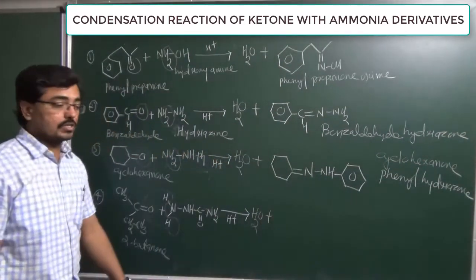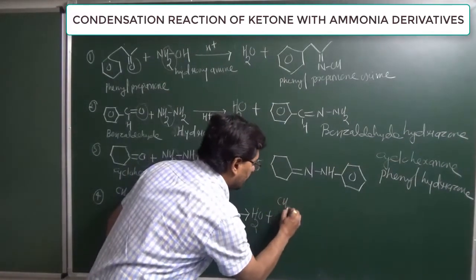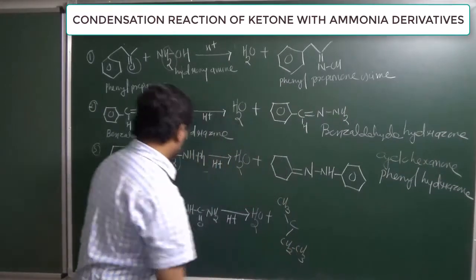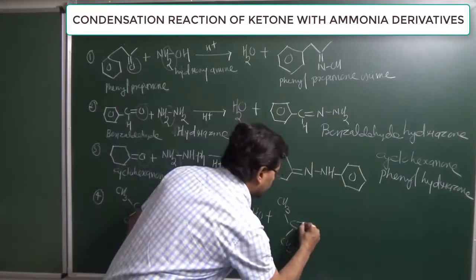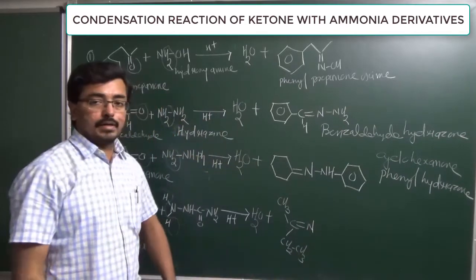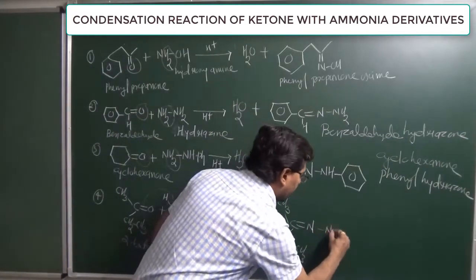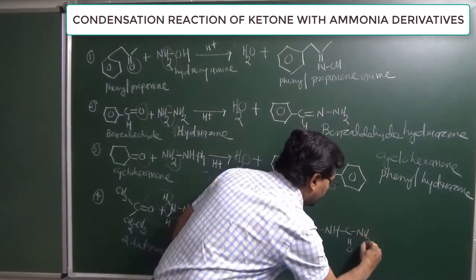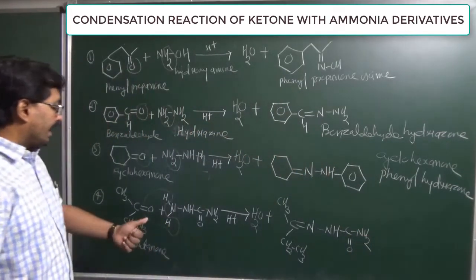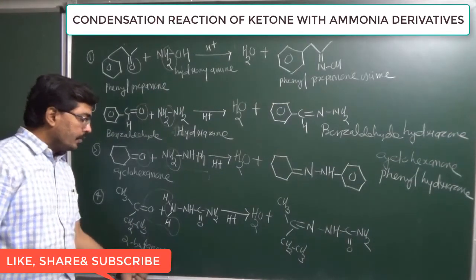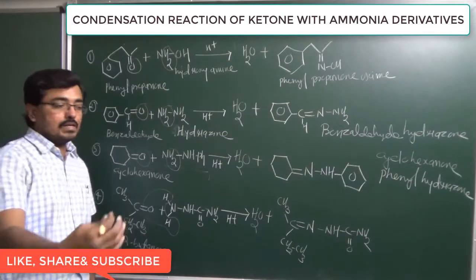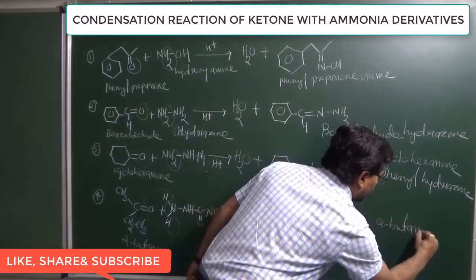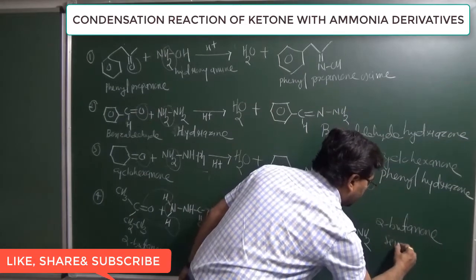Now write the first structure yourself. We can write it in this way: CH3, here CH2 CH3, double bond with nitrogen, and the remaining part we can write in this way: NH, C double bond O, NH2. So we can write the name: 2-butanone semicarbazone. The name of this product we can give is 2-butanone and the remaining part, semicarbazone.